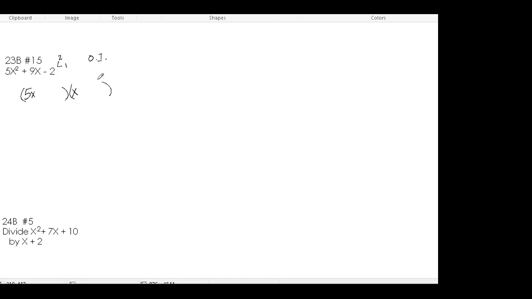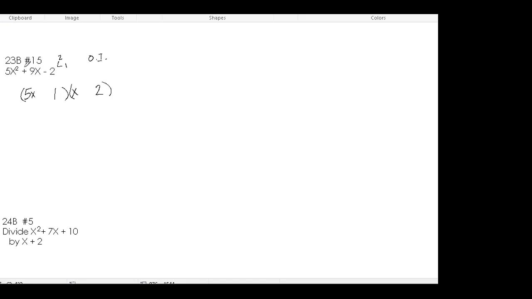So I'm going to put the 2 over here. So now I have 5x times 2, and that's 10x. And then I'd have a 1 right here, and that would just be 1x. So 10x and 1x does have a difference of 9. So that's what I want.